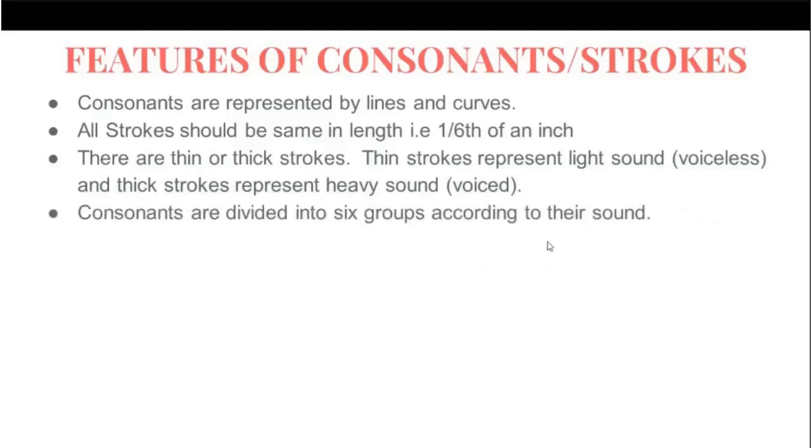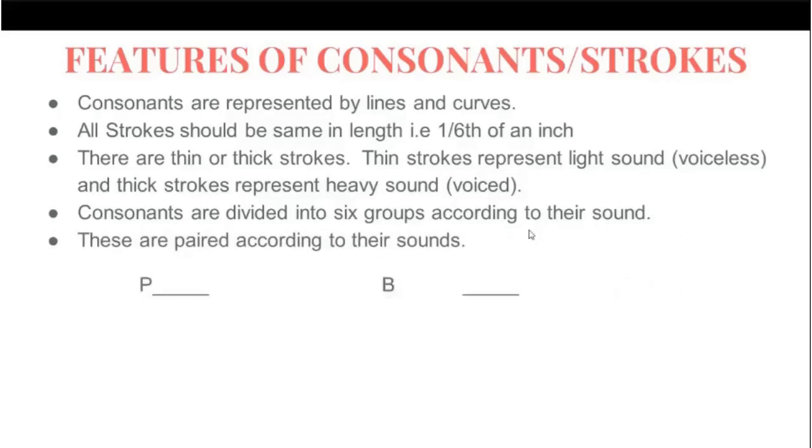That means consonants are divided into 6 groups according to their sound. These are paired according to their sounds. For example, P and B, T and D. We can make the outlines here. I think that has already been explained to you. P with an angle of 120 degrees. It is a light stroke. B with the angle of 120 degrees. It is a dark stroke.